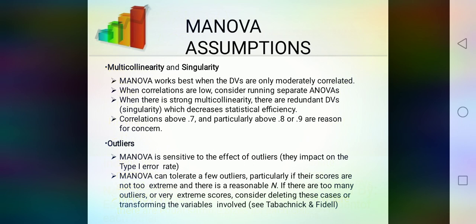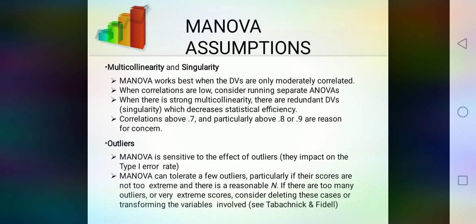Multicollinearity and singularity. MANOVA works best when the dependent variables are all moderately correlated. When correlations are low, consider running separate ANOVAs. If correlations are low, then we will go for the separate ANOVAs, and if the dependent variables are moderately correlated, then we will go for the MANOVA. When there is strong multicollinearity, there are redundant DVs, which decrease statistical efficiency.